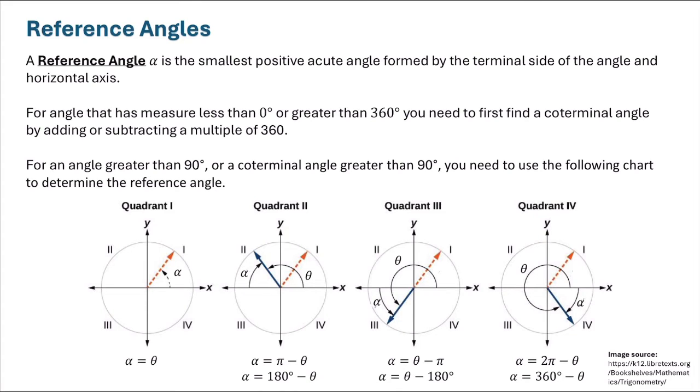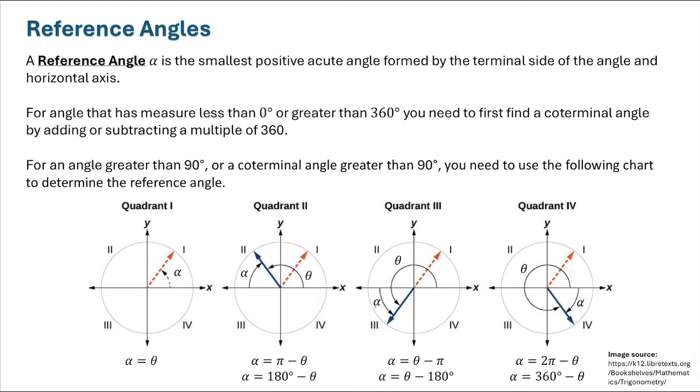So the idea here is, if we have an angle that has a terminal side in quadrant 1, the reference angle alpha is equal to the angle itself. Alpha equals theta. If we have an angle that has its terminal side in quadrant 2, we have to use this formula to find alpha, because alpha is the smallest angle formed with the x-axis. So it's going to be the angle on this side. You can see theta and alpha in this case are supplementary. That's why alpha equals pi minus theta, or 180 minus theta if you're in degrees.